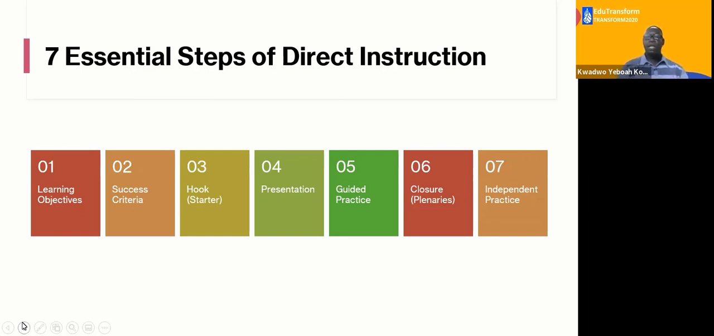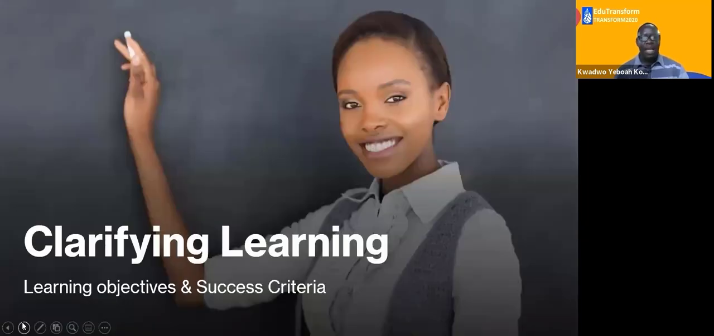So we identified all these 7 elements of direct instruction in our last episode. We also came to the point that in our next episode, we're going to take the other set of essential steps and work on them. And so today we're going to look at the first 2 essential steps, that is learning objectives and success criteria. And that's what we are going to focus on.